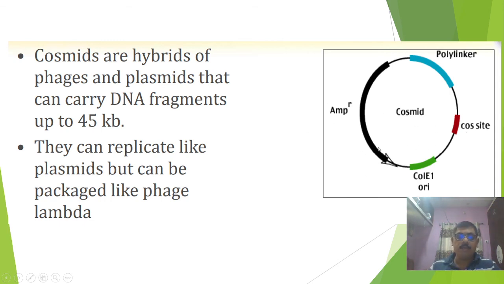and these can carry DNA fragments up to 45 kb. We have discussed that a plasmid can carry foreign DNA up to 10 kb. Then the viruses or bacteriophages can carry foreign DNA up to 25 kb, and the cosmids can carry DNA fragments up to 45 to 48 kb or 50 kb. They can replicate like plasmids but can be packaged like phage lambda, and therefore they can replicate within bacteria and viruses.